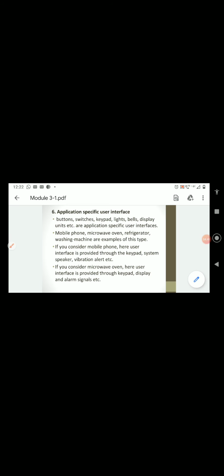And vibration alerts. If you keep your mobile in vibration mode, whenever there is a call in the silent mode or vibration mode, the mobile just vibrates, so that you get alerted that there is a call for you. So these are the user interfaces for the mobile.